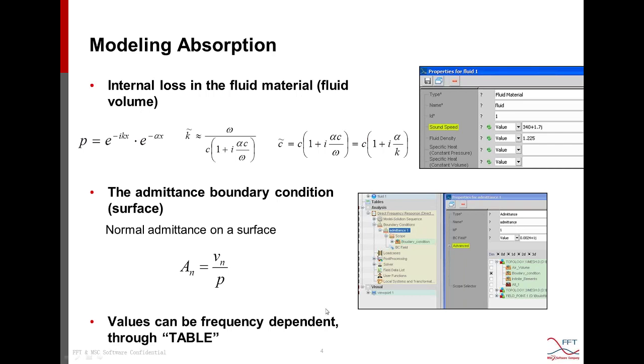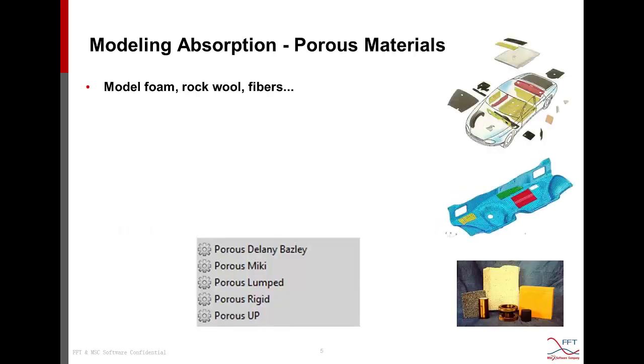Now, in Actran, many values can be frequency dependent. So typically here, both this internal loss by the imaginary part of the fluid speed of sound, and this admittance condition can be frequency dependent. Now the next method to model absorption is through the modeling of the volume porous material.